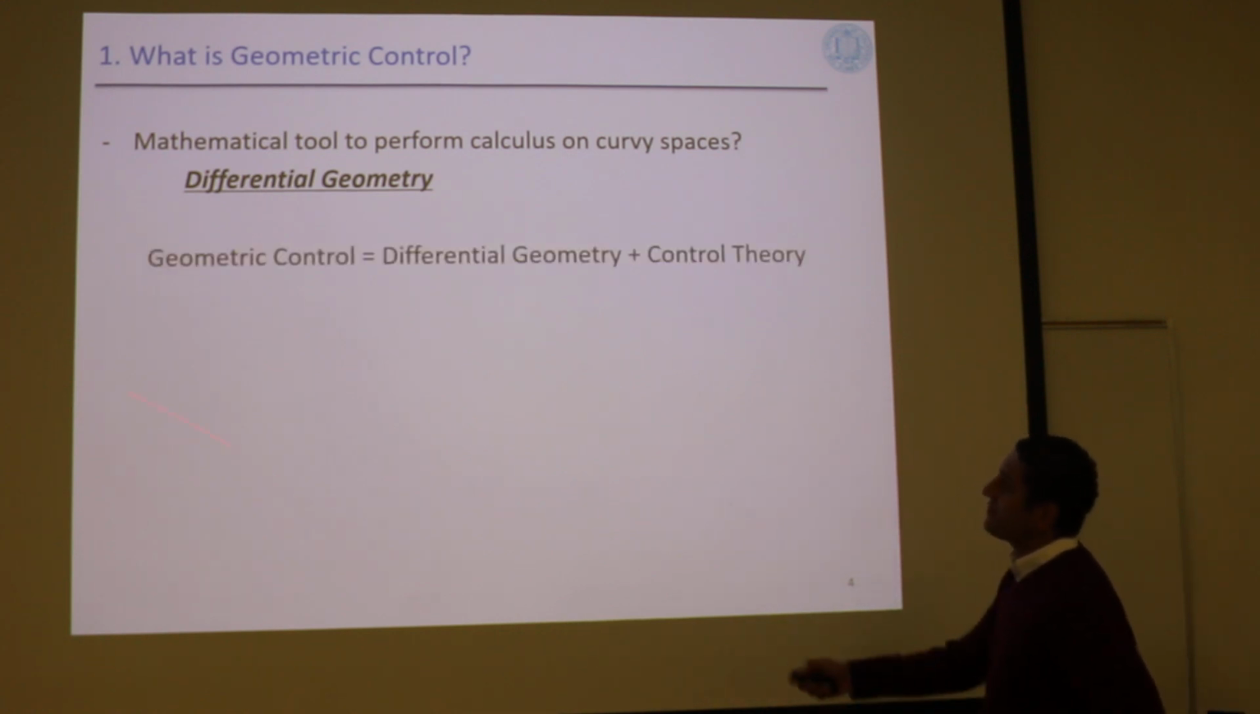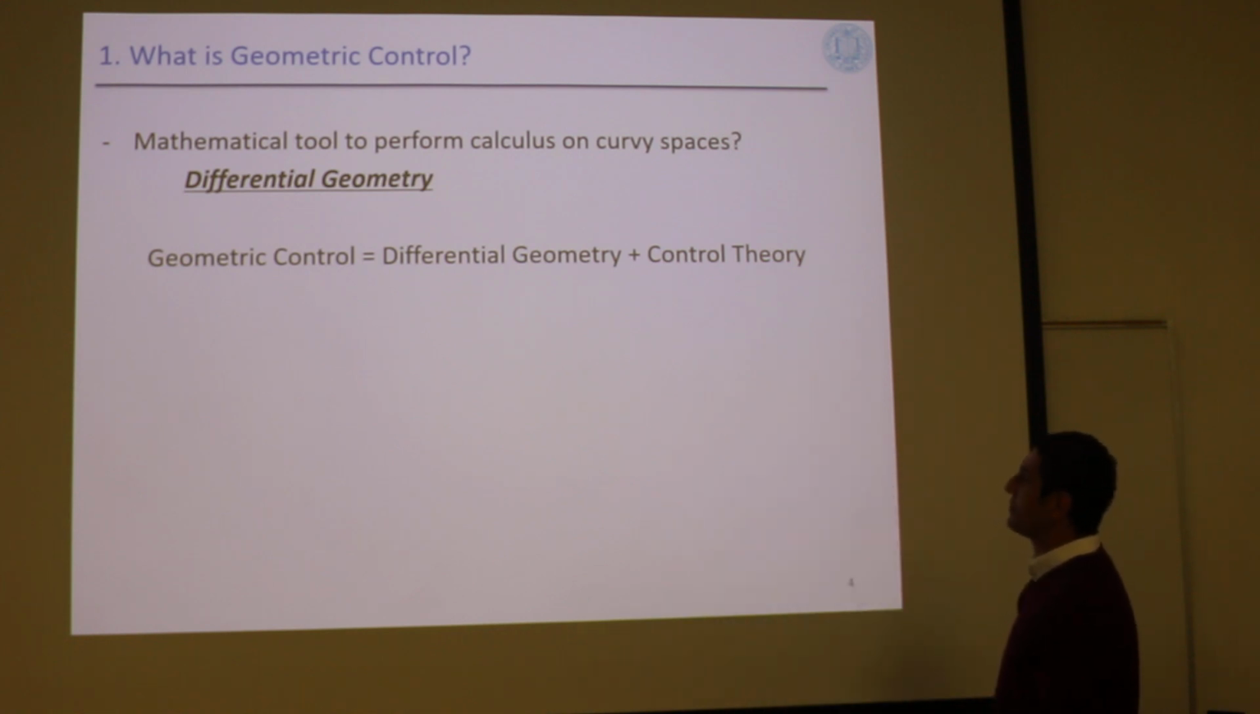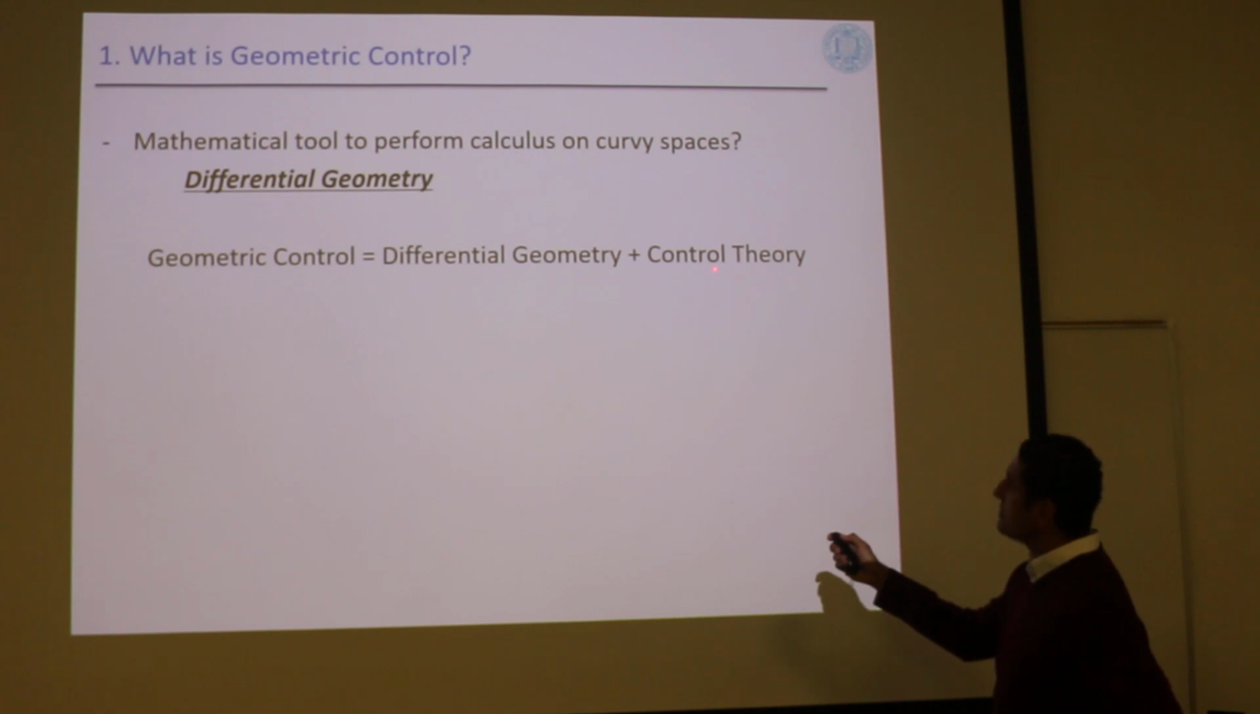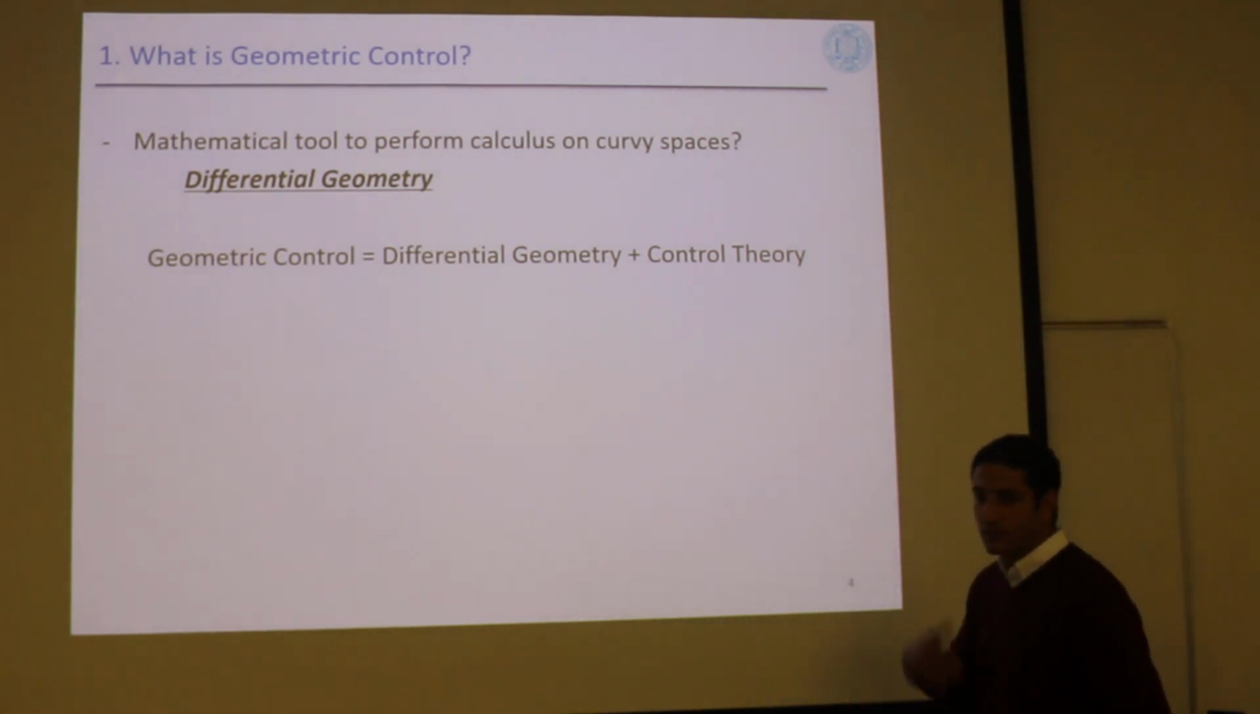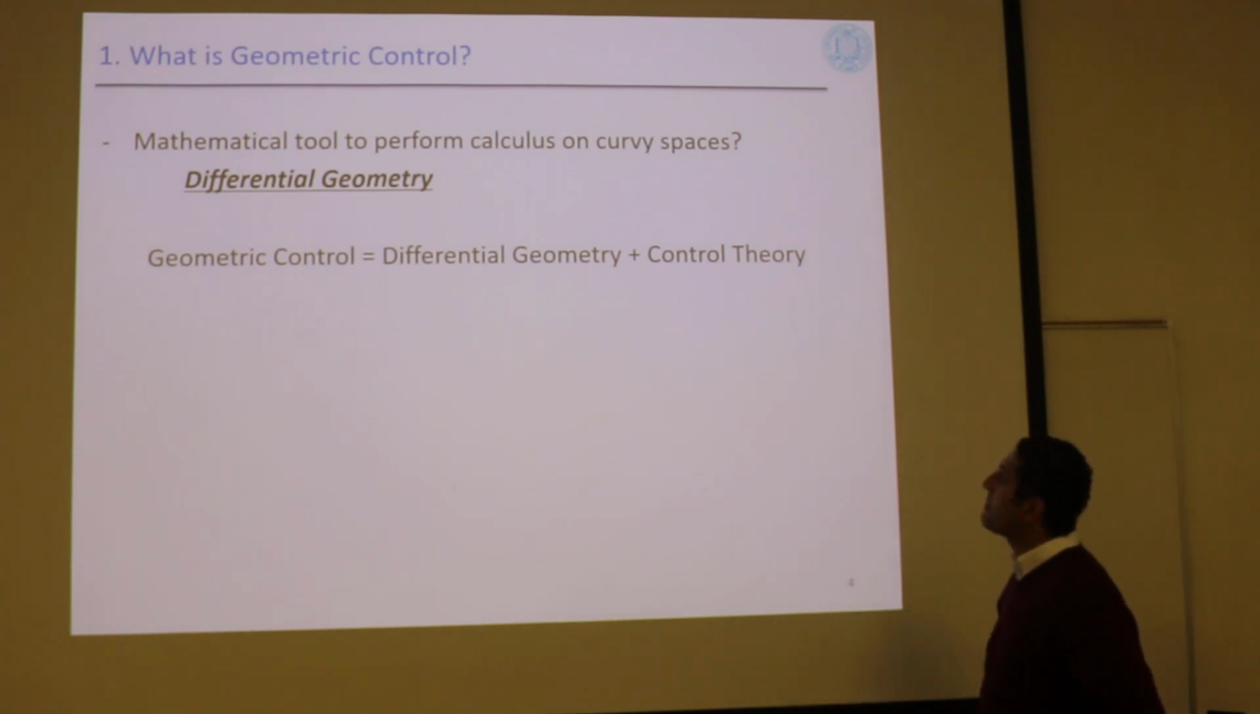So this is a hand-wavy definition of geometric control. If somebody in the street asks you what is geometric control, this is the answer to people in the street. It's just differential geometry plus control theory. So it's control theory, the notions of stability, controllability, observability, and everything.